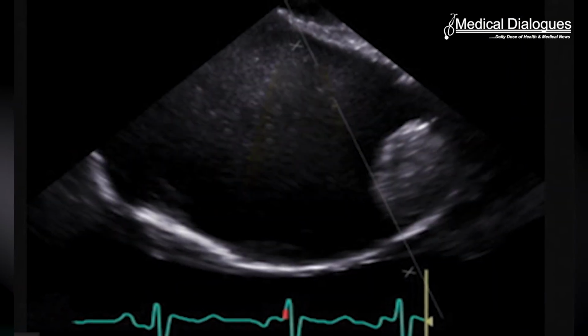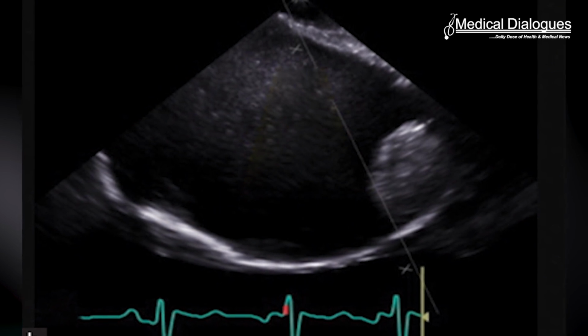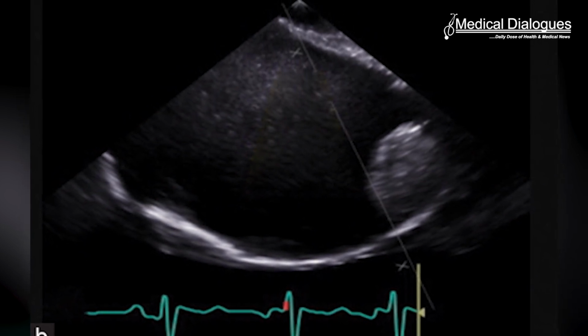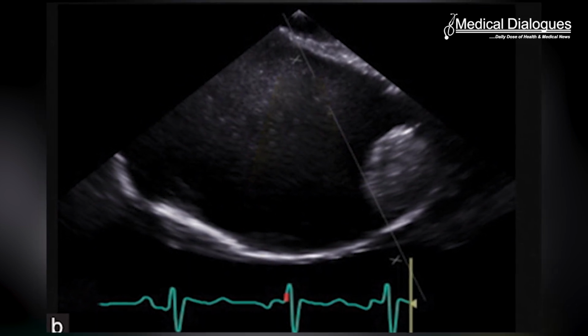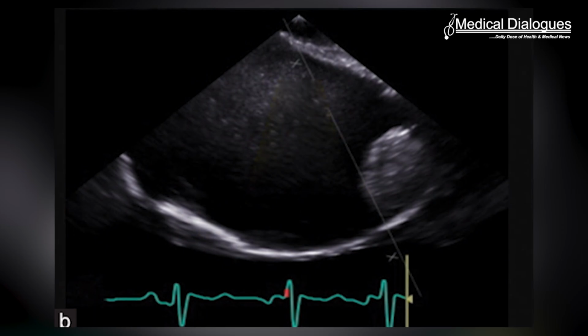Transthoracic echocardiography revealed a dilated right atrium with spontaneous echo contrast, dilated and severely dysfunctional right ventricle, and a sessile solitary mass attached to the right atrium free wall. Valvular pulmonary stenosis was also noted.